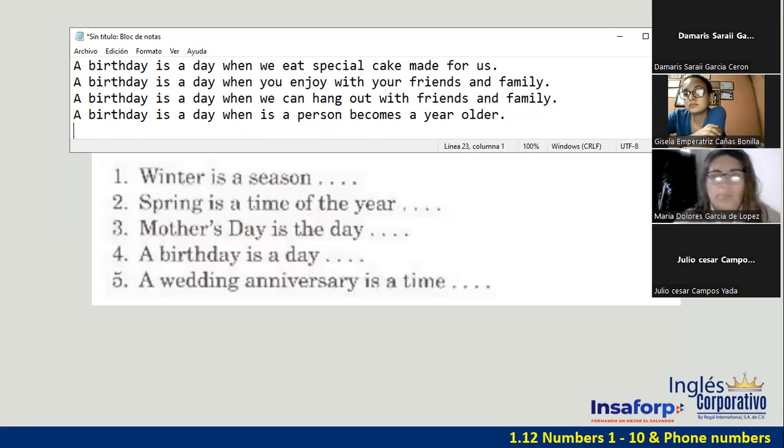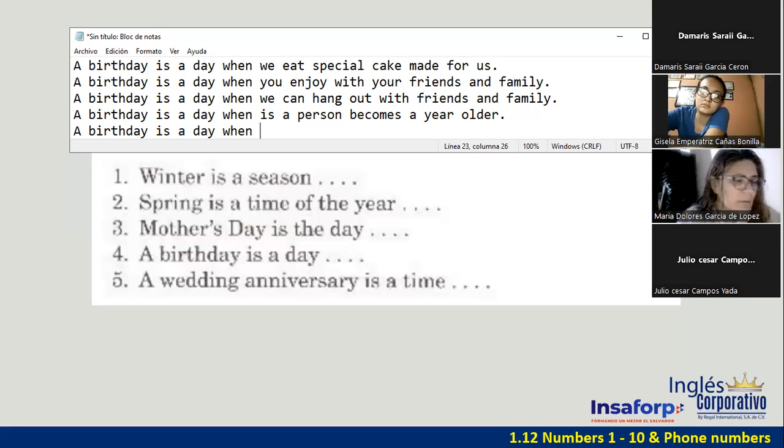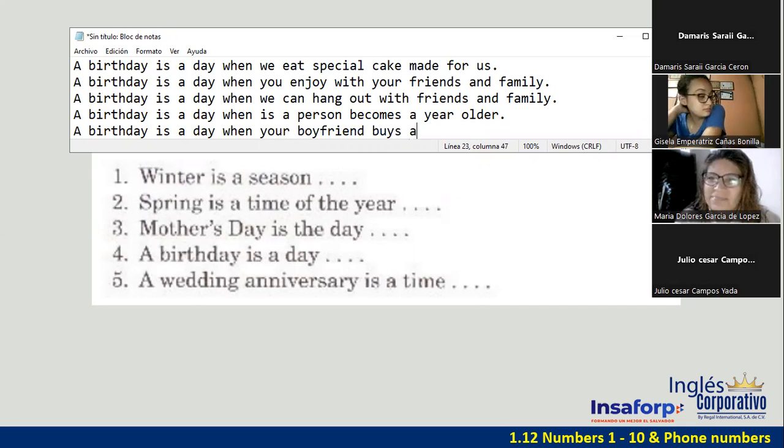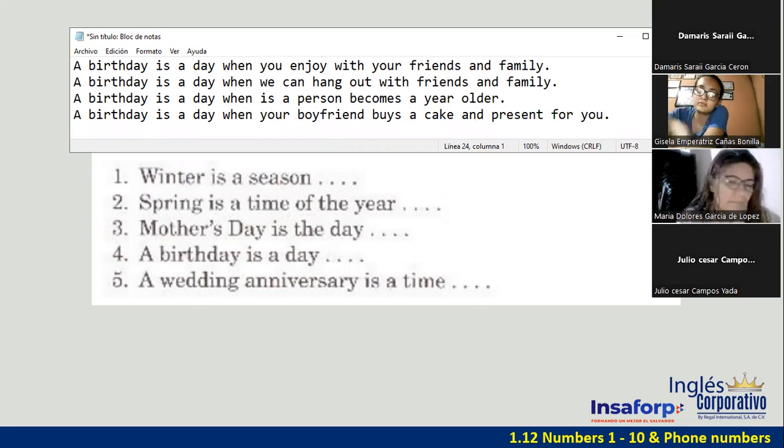Luego tengo aquí, no sé si es Damaris o Gisela, perdón. ¿Quién sigue? ¿Damaris ya había participado o me va a decir otra oración? Voy a decir otra. Vaya, pues dele. A birthday is a day when your boyfriend buys a cake for you. Ah, okay. When your boyfriend buys a cake and a present for you, okay? Para que se complete ahí, ¿verdad? Muy bien. Gisela, please.